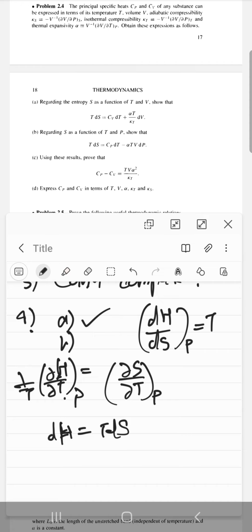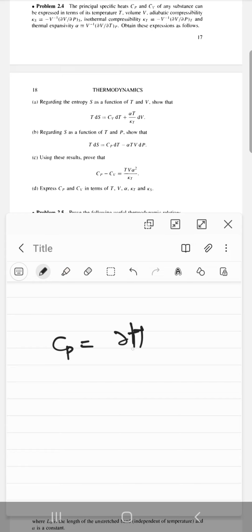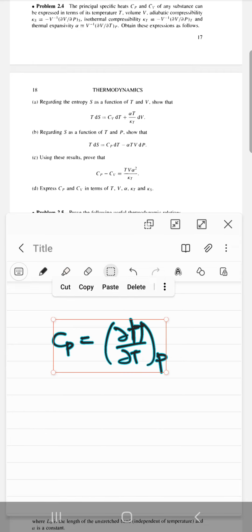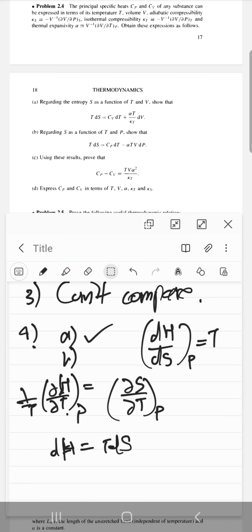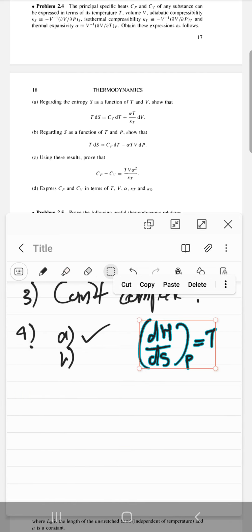So Cp is what? It's the amount of heat that you have to put in to change the temperature by dT, right, at constant pressure. And we know that at constant pressure heat exchange is just the enthalpy change. So essentially Cp is by definition just partial H upon partial T at constant pressure. So this is trivially true once again. So this part is actually correct. Yeah, fine. So the first part is correct for this thing.